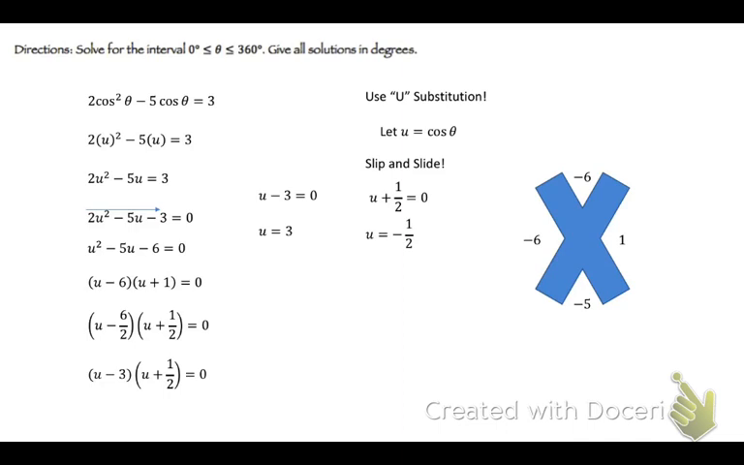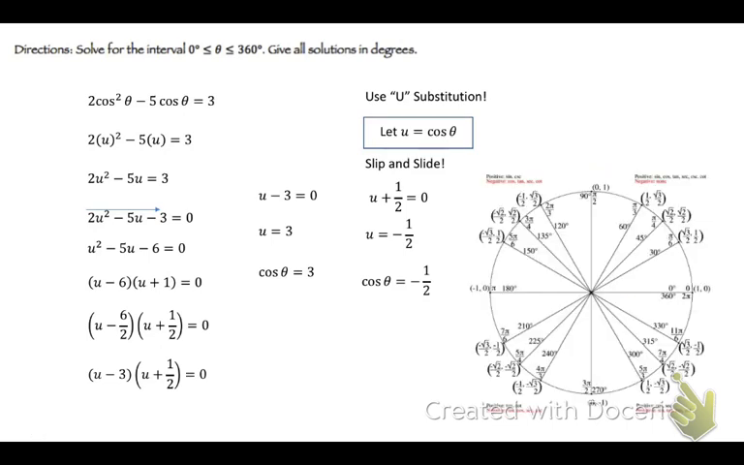But u equals cosine of theta. So I'm going to plug cosine of theta back in. So you get cosine of theta equals 3. Cosine of theta equals negative 1 half. Look at our unit circle. There are no 3's on there. So cosine will never equal 3 on the unit circle. It can equal 3, just not on the unit circle. But we need to find where it equals negative 1 half. And that happens to be 120 and 240. So theta equals 120 and 240. Okay, and then that one we're just not going to worry about. We're going to cancel it out.